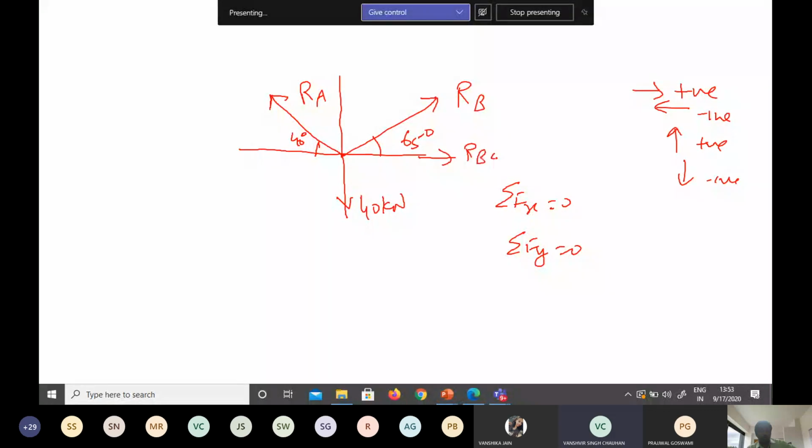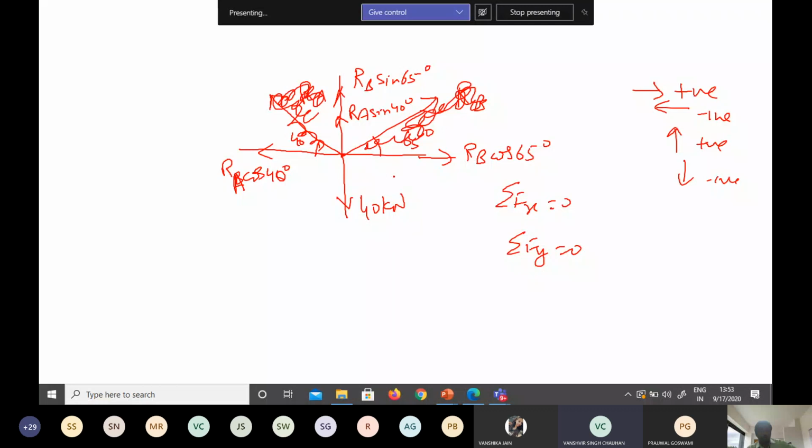This will be RB cos 65. This will be RB sin 65. This will be RA cos 40, and this is RA sin 40. Sorry, this is RA, not RB. When you divide it into components, then the role of these individual forces vanishes. Then apply equations of statics here. The role of these is eliminated, and the role of this is also eliminated.